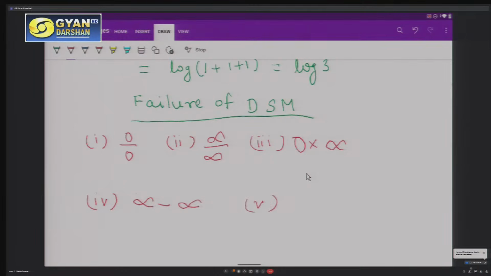Fifth case may be it is coming out as 0 to the power 0, and sixth case may be 1 to the power infinity, and seventh case may be infinity to the power 0. These are the 7 cases in which you can come across a situation where this direct substitution method will fail.